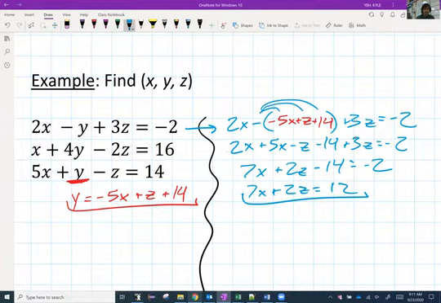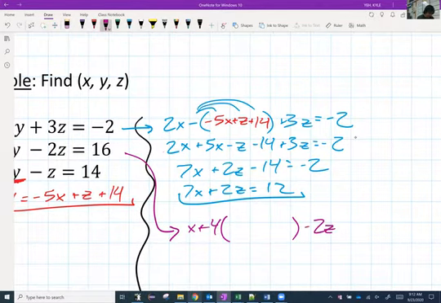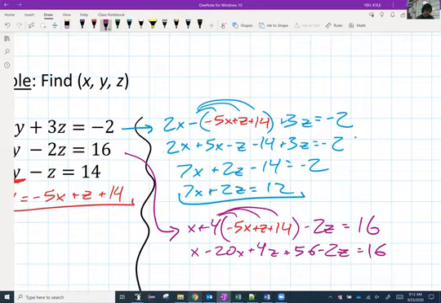So just plugging in y to our first equation, and now I'm going to do that to our second equation: x plus 4 times my alternate definition for y, minus 2z equals 16. So the alternate definition was negative 5x plus z plus 14. So x minus 20x's plus 4z's plus 4 times 14, which happens to be 56, but then minus my 2z's equals 16.